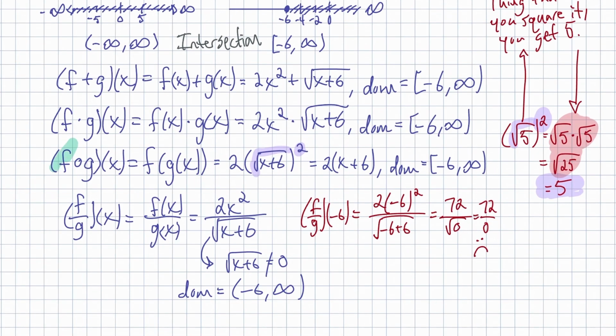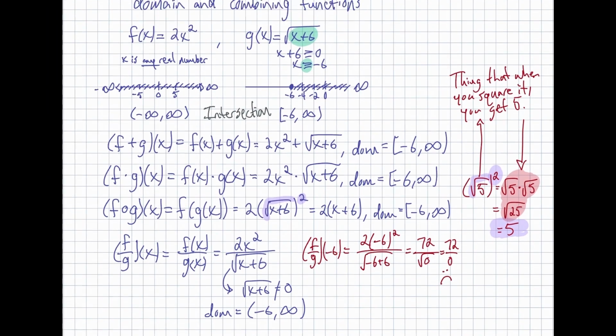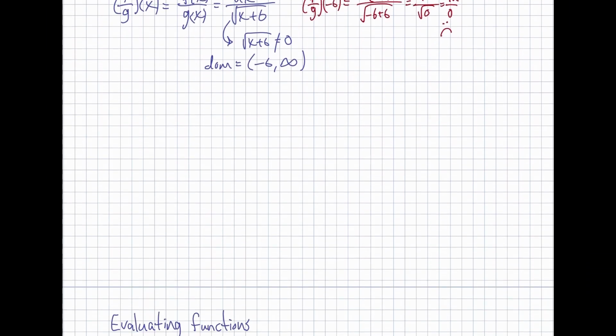This one here is called composite. It's function composition. These are just different ways of putting the functions together. Whereas this one is called a composite. That's the term for it because one is plugged into the other. Anyway, so there's that. Moving along.